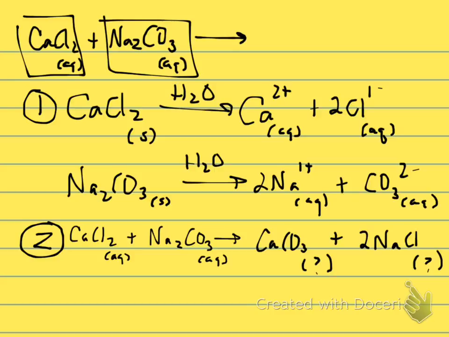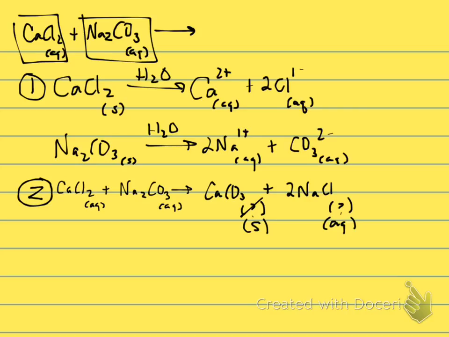Now, what we don't know about these things is their state. Of course, we do. We're cheating because we already sort of previewed that, oh, hey, one of those is soluble, one isn't. So after we do that second step, we would look up solubilities, which is sort of the preview that we just did. And we know that this would be a solid and that this would be aqueous.